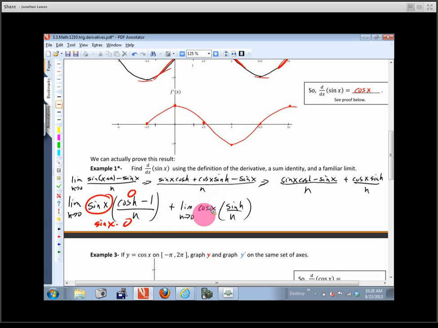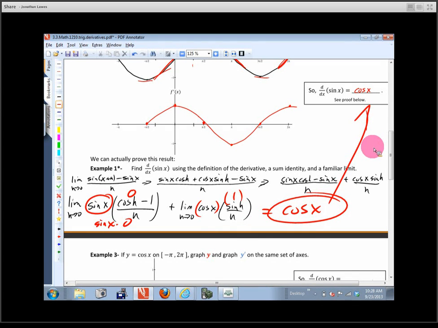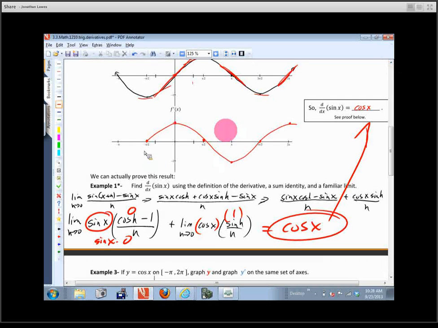For all intents and purposes, because h is the variable in the limit. What is this? Cosine of x. It doesn't change at all, okay? What about this? That limit is 1. So I've got the cosine of x times 1, so the limit is the cosine of x. So what we just did is we went through some graphical evidence as to why the derivative of sine is cosine. Then we went through and we proved it from the definition. Okay?